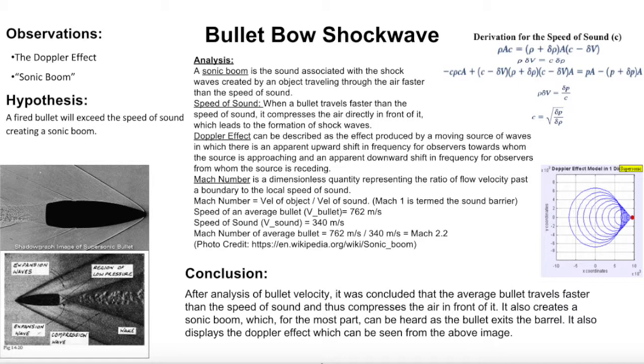After the analysis of bullet velocity, it has been concluded that the average bullet travels faster than the speed of sound, and thus compresses the air in front of it. Therefore, it will generate a sonic boom, which for the most part can be heard as the bullet exits the barrel and continues during the bullet's flight above the speed of sound. In summary, this can be considered bullet bow shockwave.